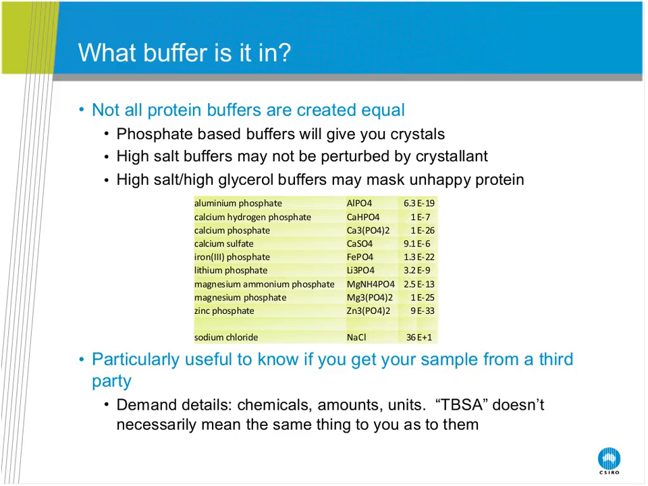If you get your protein from a third party, you really need to get the details of the buffer. A lot of people in CSIRO use TBSA, and I had no idea what TBSA was until I actually got somebody to describe it to me. It's tris buffered saline with azide in it, okay? Initials don't necessarily mean the same thing to you as they might mean to somebody else, so really check that out.